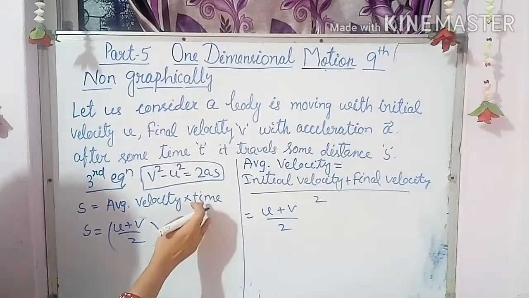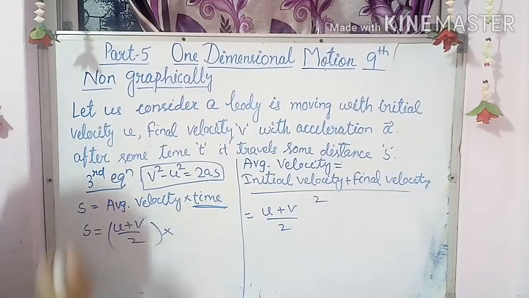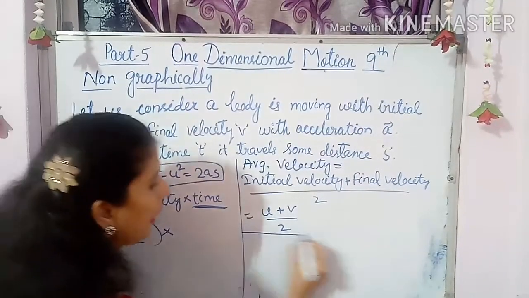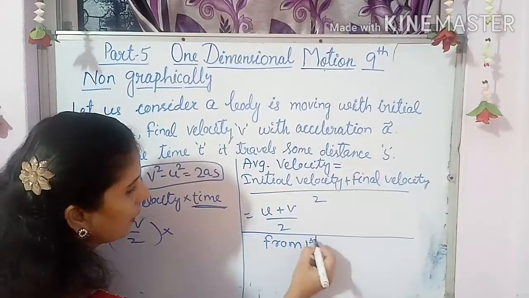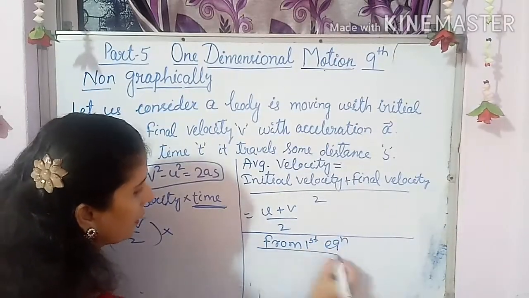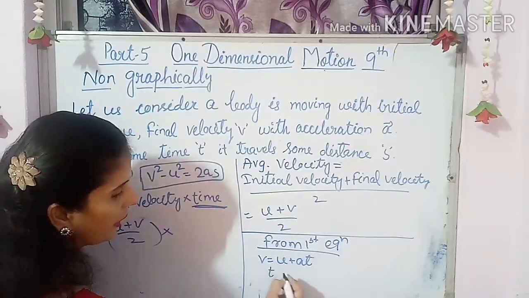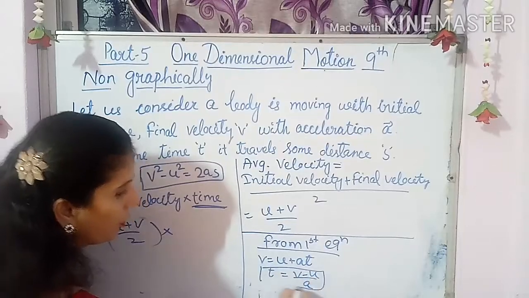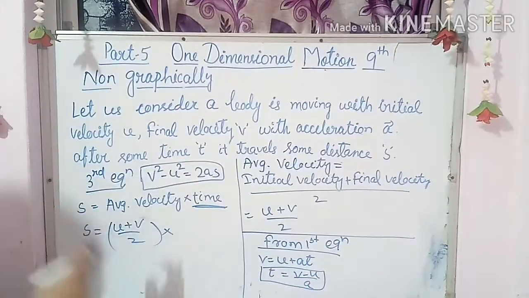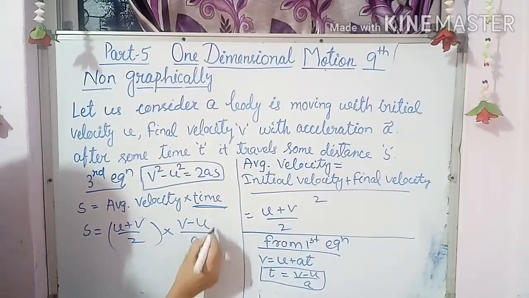Now here you have to put the formula of T. This is your turning point. So T, from where you are getting? Time also you will get from the first equation. First equation, that is V equal to U plus AT. Means you are getting T equal to V minus U by A. That you have to put here. Very, very important. That is V minus U by A.